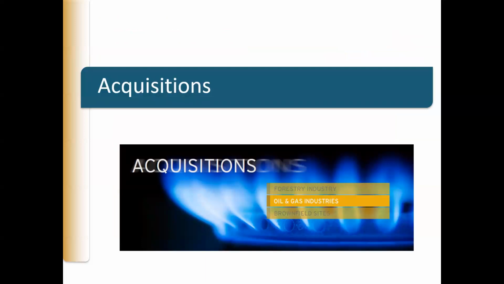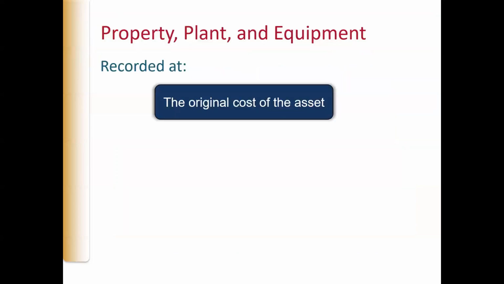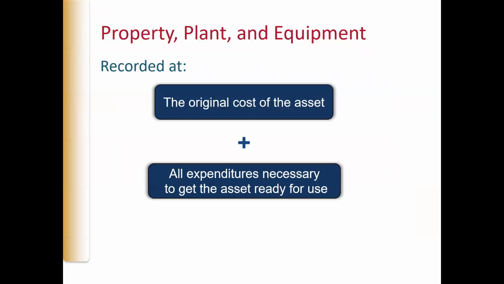So, how are assets acquired? Generally, they are acquired because they are purchased. So assets are usually determined or recorded on the books at the original cost of the asset, in addition to all the expenditures necessary to get it ready for its use.